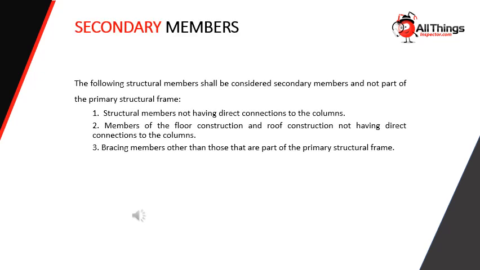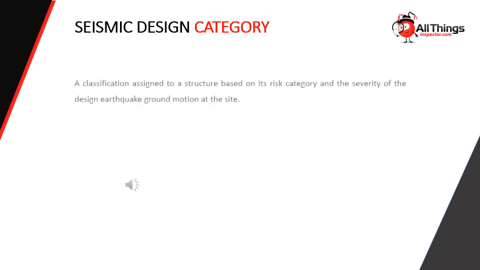Secondary members. The following structural members shall be considered secondary members and not part of their primary structural frame. 1. Structural members not having direct connections to the columns. 2. Members of the floor construction and roof construction not having direct connections to the columns. 3. Bracing members other than those that are part of the primary structural frame. Seismic design category. A classification assigned to a structure based on its risk category and the severity of the design earthquake ground motion at the site.